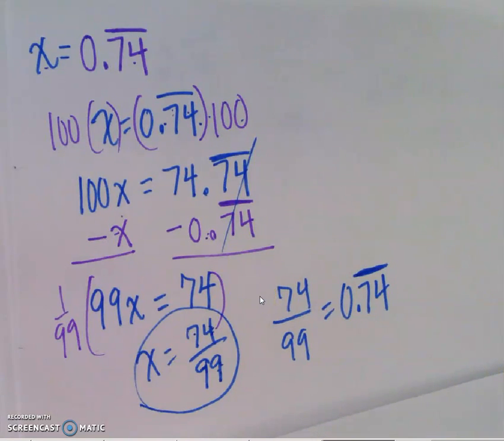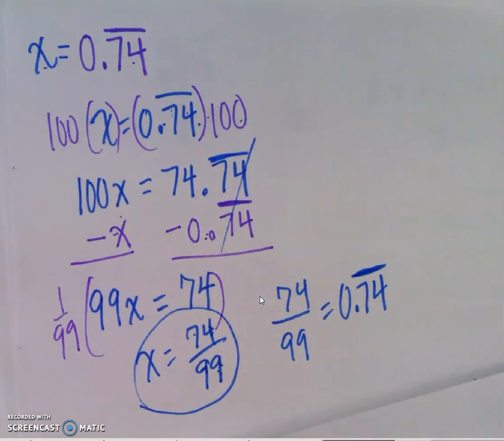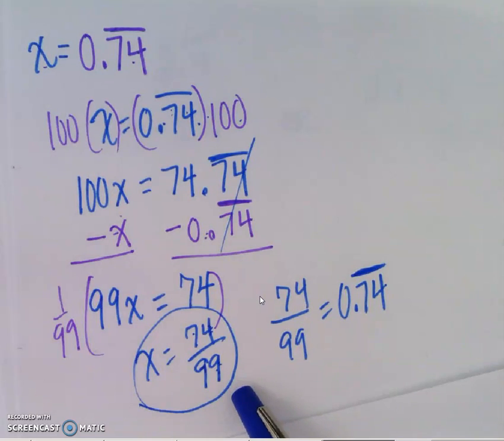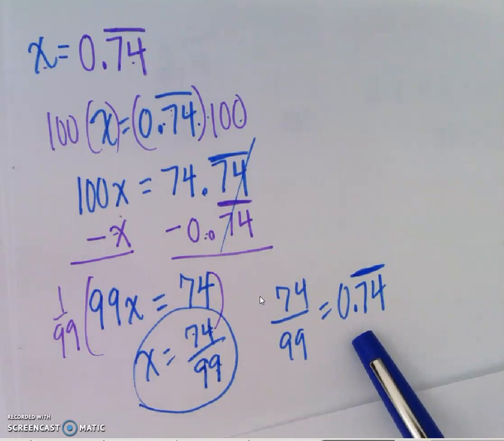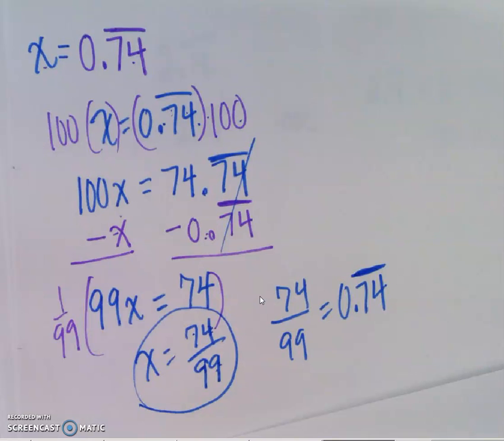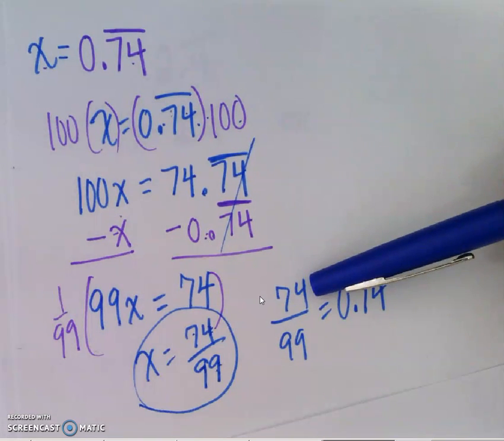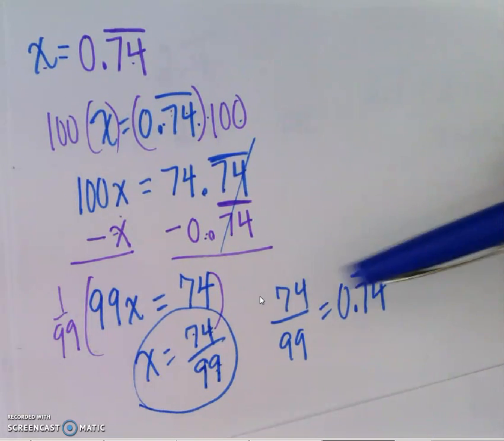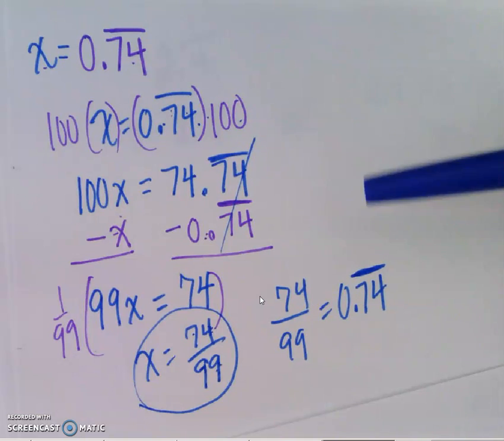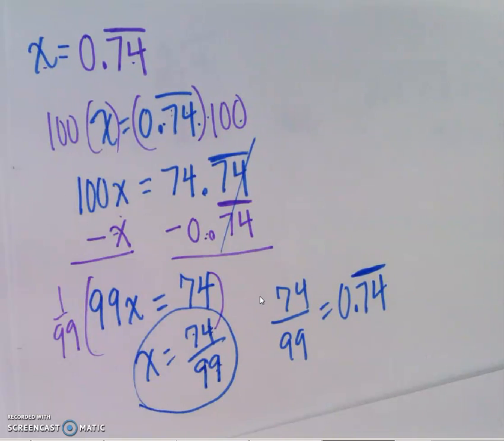Okay, let's check our answer from slide 26. Hopefully you all got 74/99 is equal to 0.74 repeating. Remember, we always want to double check if this is in simplest form. So one thing you always want to double check is the divisible by 3 rule. Remember, if you add up all the digits in the number, like 7 plus 4, so what's 7 plus 4? That's right, 11. And if that number is divisible by 3, then the whole number is divisible by 3.